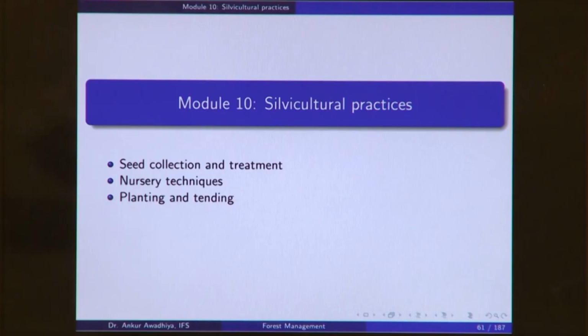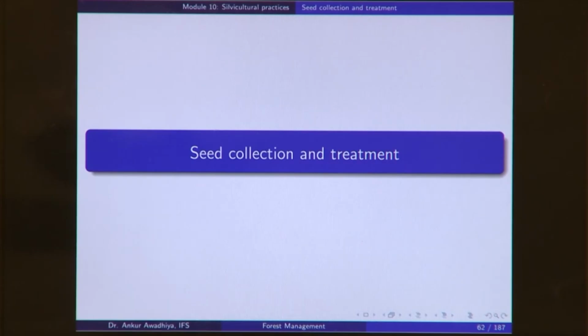Namaste. Today we begin a new module which is silvicultural practices. This module will have 3 lectures. The first one is seed collection and treatment, followed by nursery techniques and planting and tending. So, let us begin with seed collection and treatment.